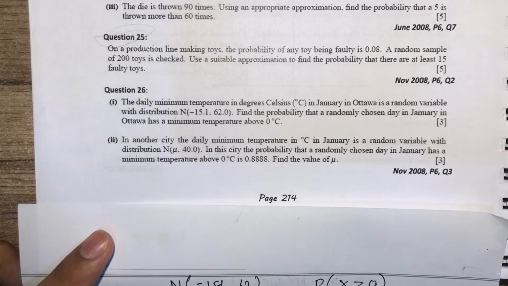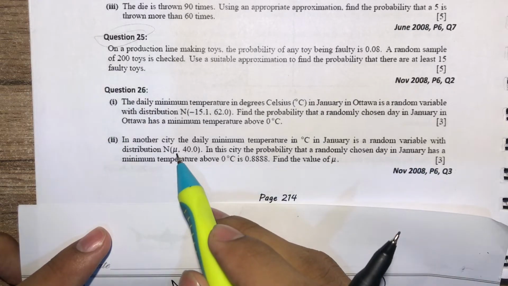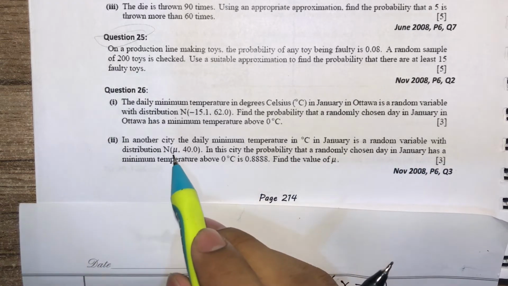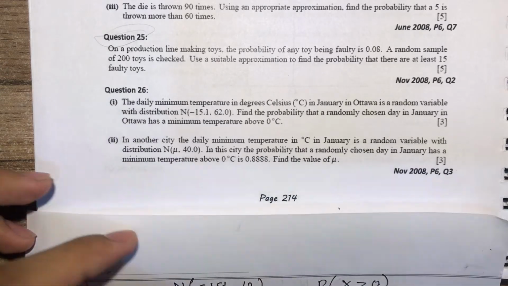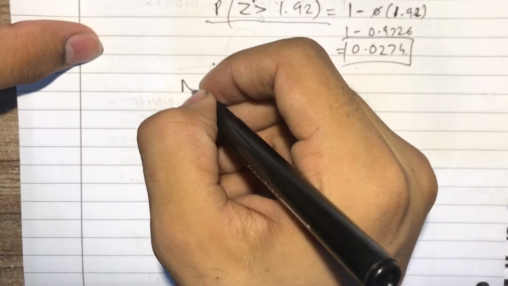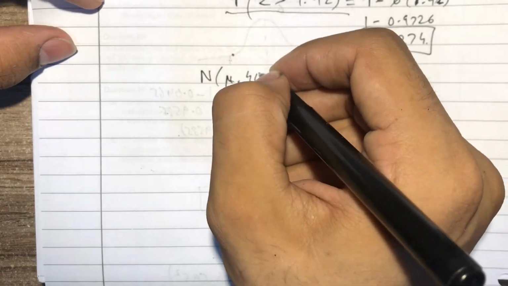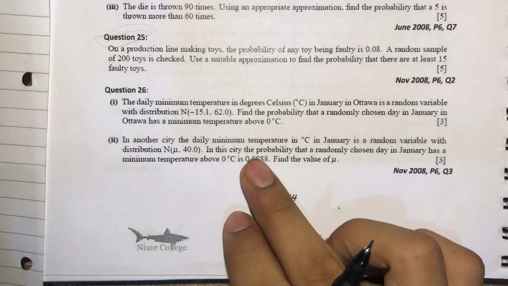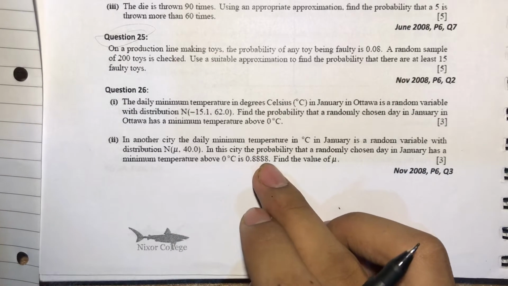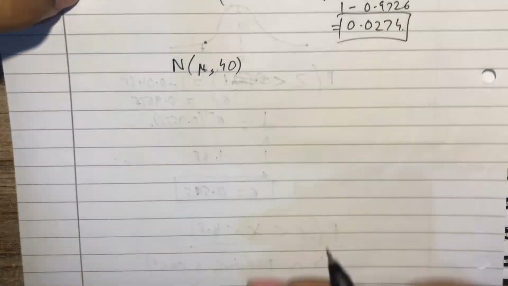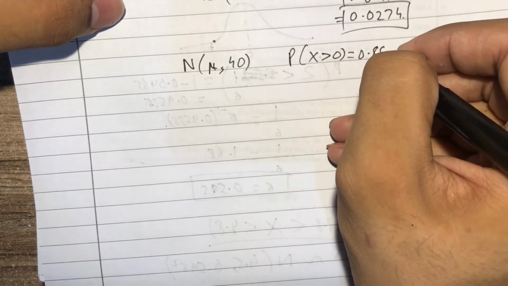Second part, in another city, the daily minimum temperature in degrees Celsius in January is a random variable with a second normal distribution, where the mean is not given, it's unknown. In this city, the normal distribution has mean mu and variance 40. Then it's given that the probability that a randomly chosen day in January has a minimum temperature above 0 degrees Celsius is 0.8888. So the probability of x greater than 0 equals 0.8888.